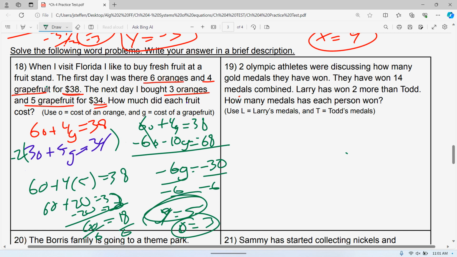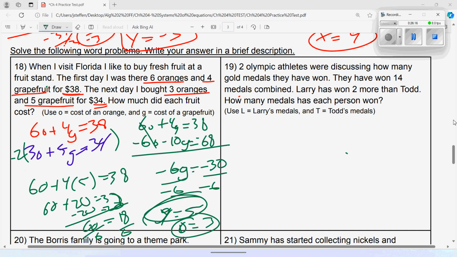Brief description. I don't have time to write it down. You won't be able to read it anyways, but the brief description is the description. Make sure you see what they ask. How much does fruit cost? My description: grapefruit were $5 each. The oranges were $3 each. Doesn't have to be anything extravagant. Just get to the point.